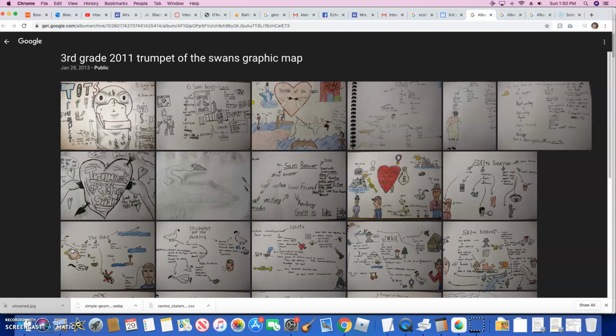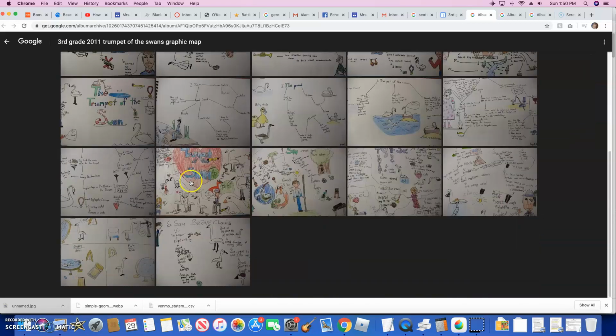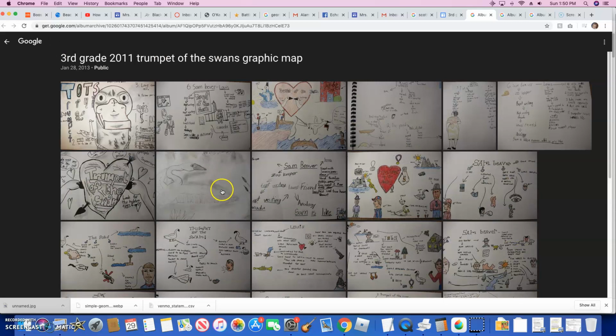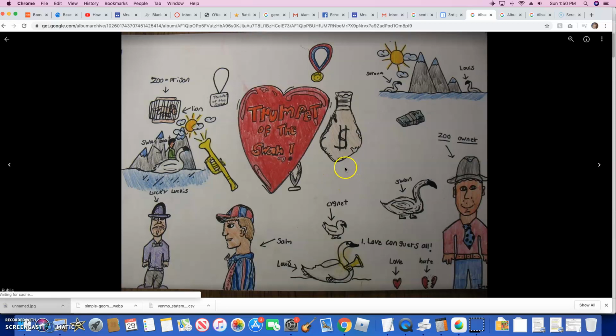So I wanted to show you a couple of examples of mind mapping using illustrations. I've got some examples from third grade, and then I'm going to show you a couple of examples from first grade. So this is the third grade. Trumpet of the Swan is what they read, and as you can see through these, all of them are different. So there's not a right way or a wrong way to do this, but what you're going to do is you're going to do pictures that remind you about what you read so that you can remember or recall it. And this works really great for tests and things. So remember this for next year.